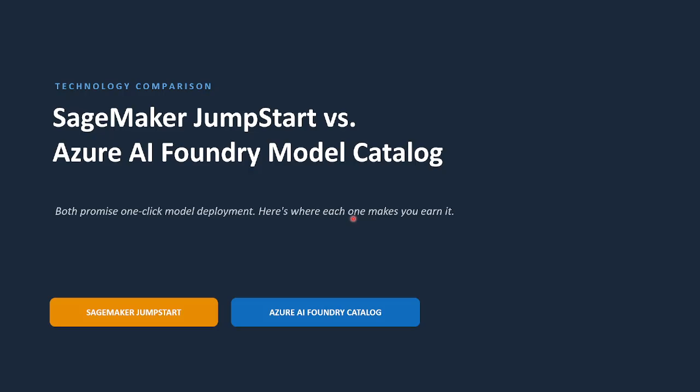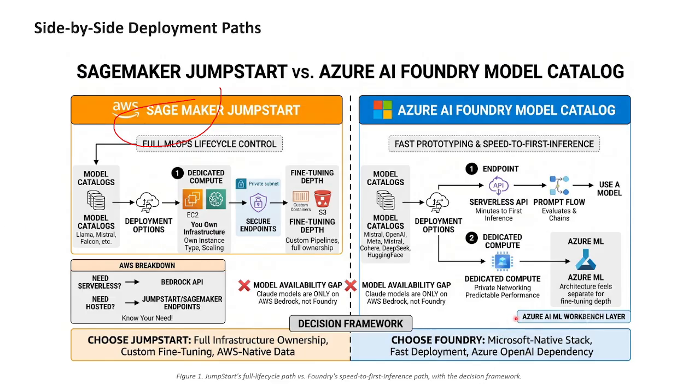So let's go to the architecture diagram. Side by side deployment path. Basically, you're going to AWS SageMaker JumpStart. This is basically your left side, SageMaker JumpStart.